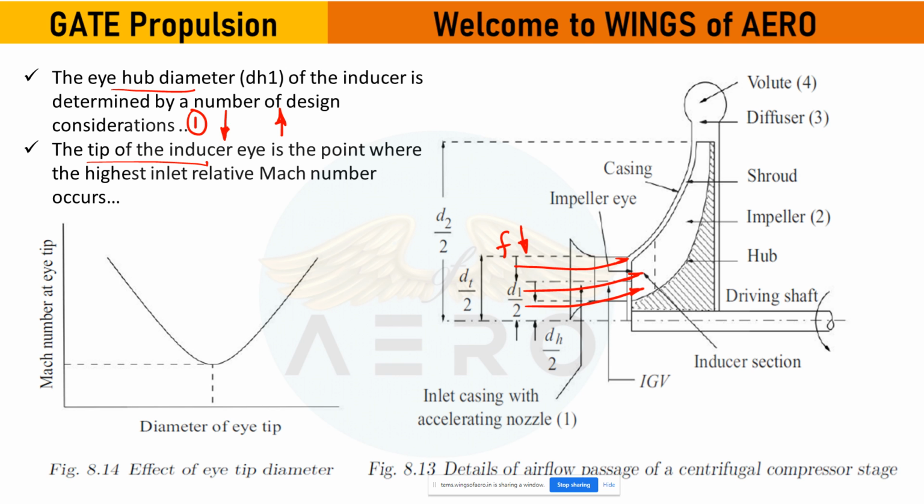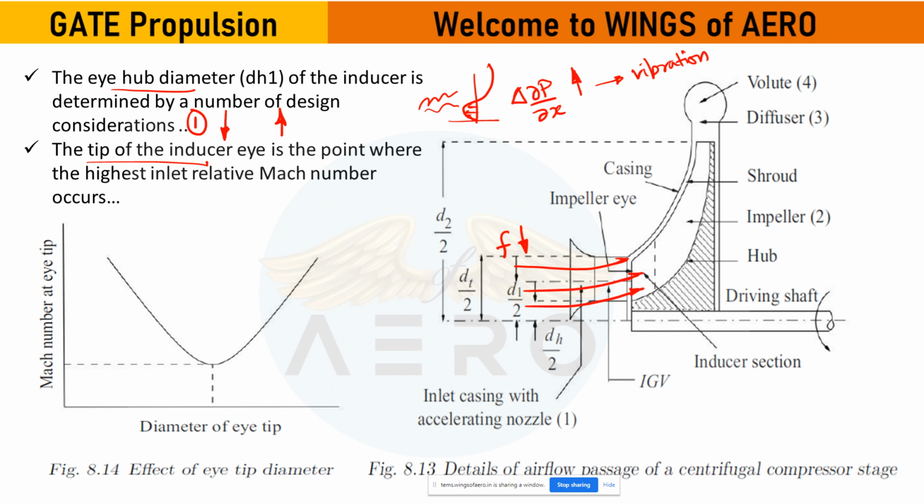Now how can we decrease the vibration? The first thing is the stalling. We don't want any kind of reverse flow, and this reverse flow increases the pressure gradient, and that will lead to vibration.